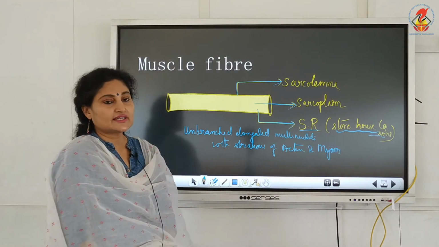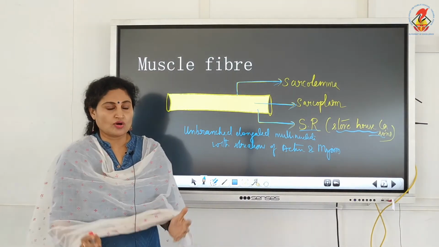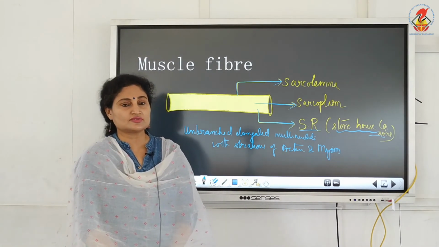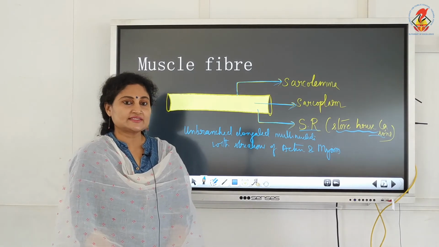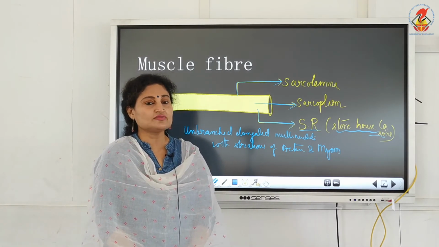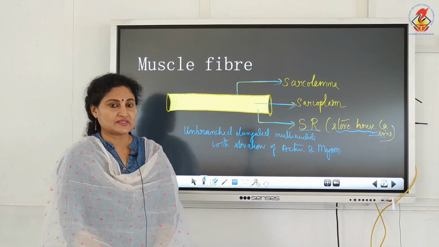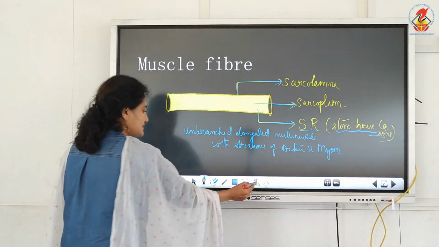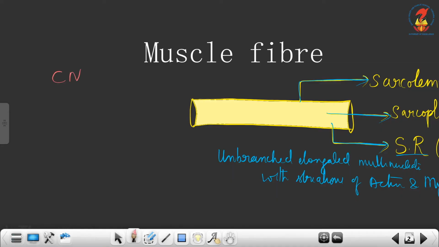So, the theory that explains contraction, the widely accepted theory, is the sliding filament theory, which states that contraction is a result of the sliding of the actin filaments over the myosin filaments. And remember, it is initiated by an impulse propagated or sent from the CNS.